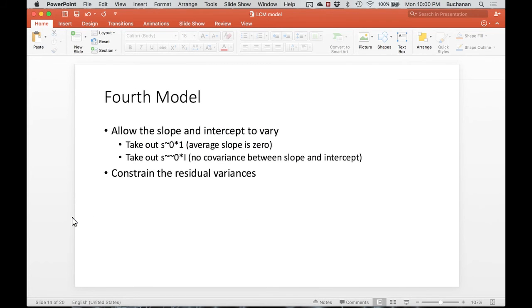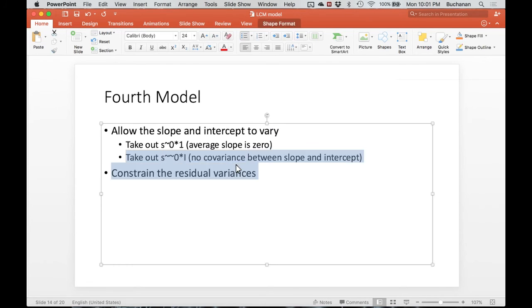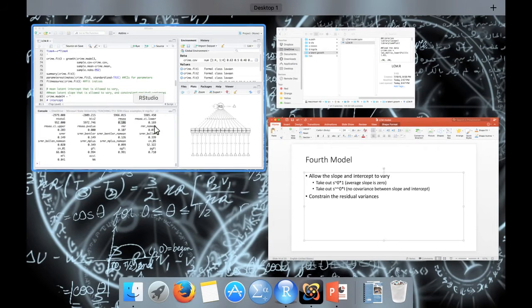Our fourth model, we're going to allow the slope and intercept to vary. So we're going to take out that covariance. So we take off this line. We're going to include a real slope. So this is a model that we said in the lecture should be the best, because it's an actual estimation of slope. And so the point of a latent growth model is to show that things are growing or decreasing, and there is a significant slope. So model 4 really should be the best one. Okay. So we're going to take out the line that says that the slope is 0, and continue to constrain those variances.